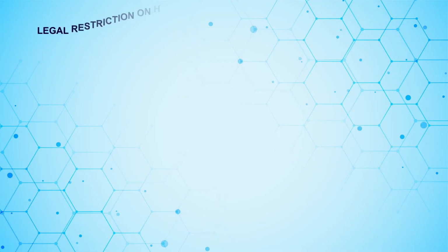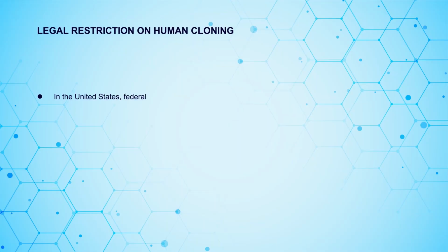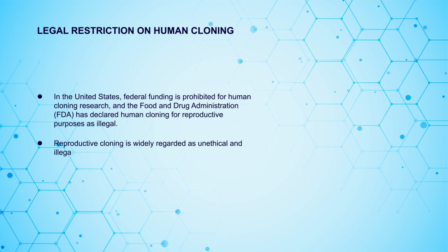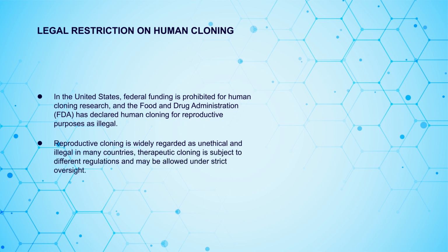So let us try to understand the various legal restrictions that are associated with human cloning. We will discuss here certain legal restrictions that we have to keep in mind when we go through the cloning concepts. Currently, several countries have implemented legal restrictions on human cloning. For example, in the United States, federal funding is prohibited for human cloning research, and the Food and Drug Administration has declared human cloning for reproductive purposes as illegal.